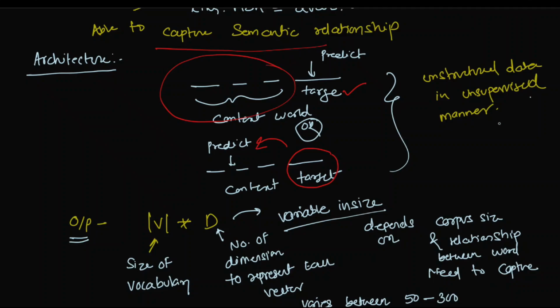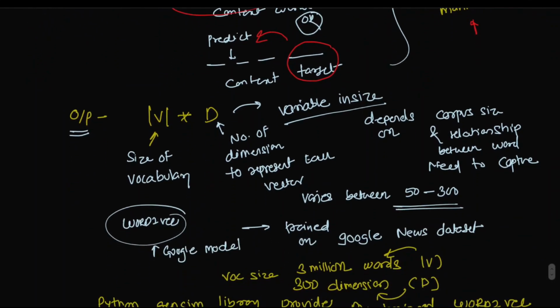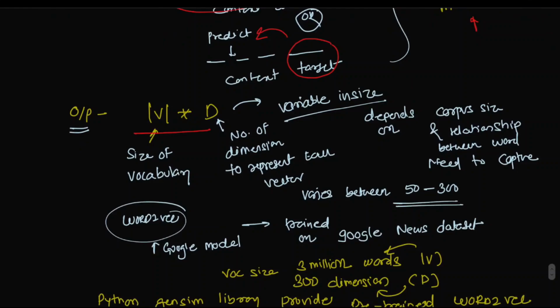All this Word2Vec is doing on unstructured data in an unsupervised manner. So Word2Vec is actually an unsupervised technique. When you pass this, you will get the output as V cross D. What is V? V is the size of the vocabulary and D is the number of dimensions to represent each vector. Note that this D is variable in size. It generally depends on the corpus size and the relations between words that you need to capture.